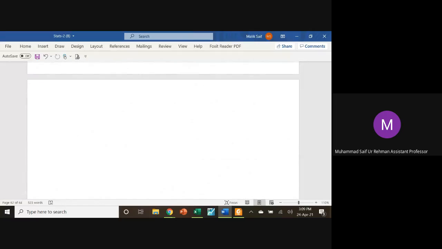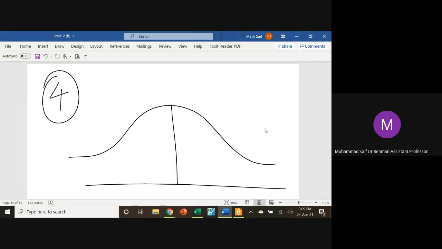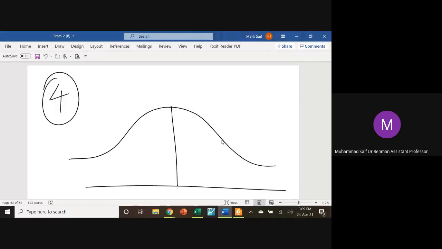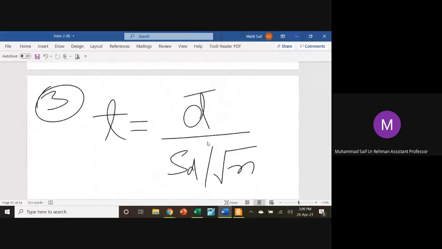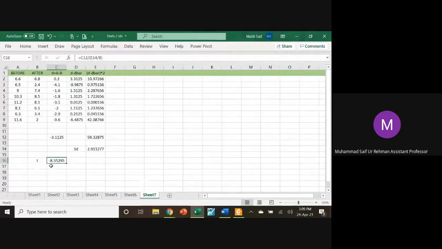Step 4. Take it as T scale. So if you are considering this as one tail, the tail will be to the right side. And if you see the answer, this is a negative value, so this will be to the left side.